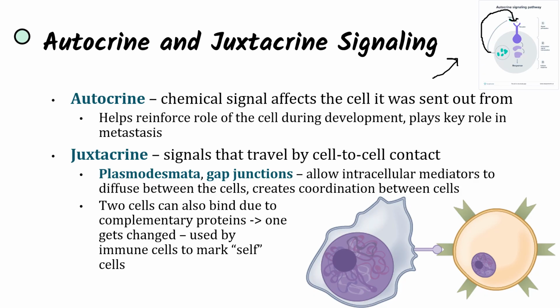And two cells can also bind due to complementary proteins, and one of the proteins is going to get changed. This is often used by the immune cells to mark self cells. Essentially, the immune cells are going to mark body cells that are healthy, and then it knows not to target them when it's fighting infection or whatever, because these cells are healthy and they're self cells.